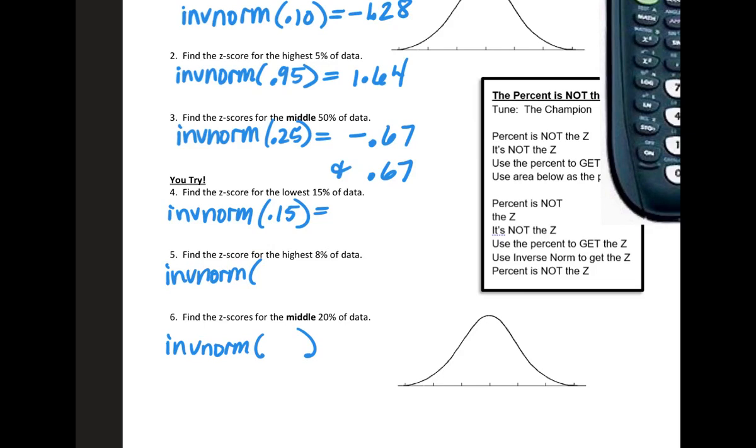All right, let's see how you did on your numbers 4, 5, and 6. So on number 4, we did the inverse norm of negative 0.15, and that gives us negative 1.04. Okay. And then on number 5, it says the highest 8%. Well, remember, you have to have the area below. So if 8% is above, then 92% is below. So that's what you inversed normed, and you got positive 1.41.